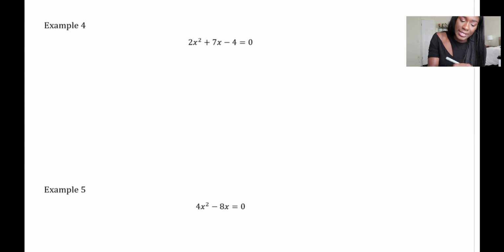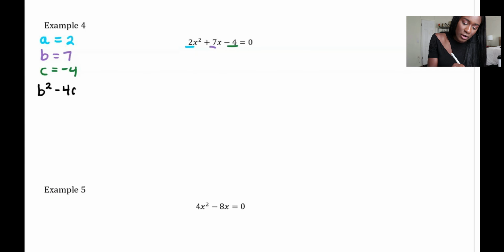So I need a, b, and c. A is what's in front of x squared, which is 2. B is what's in front of x, which is 7. And c is the constant term with no variable, which is negative 4. So now that I know a, b, and c, I'm ready to calculate b squared minus 4ac, which is 7 squared minus 4 times 2 times negative 4.